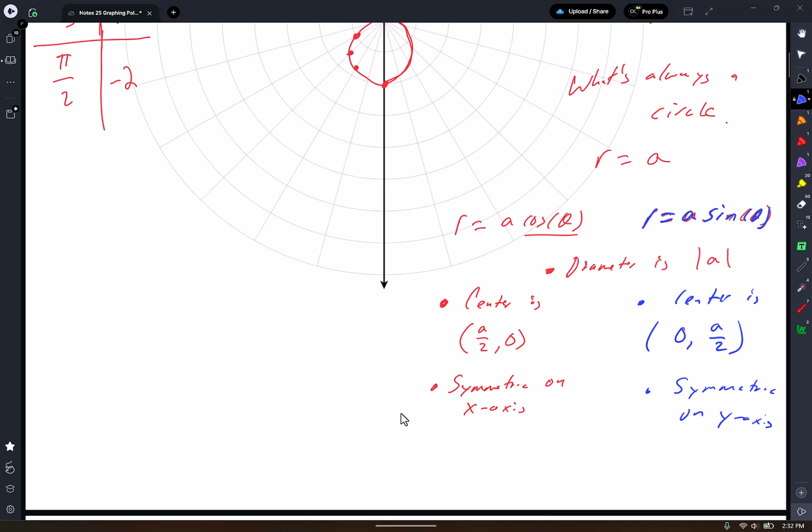So anytime you have r equals a cosine theta, or r equals a sine theta, it's going to be a circle. Always, always, always.